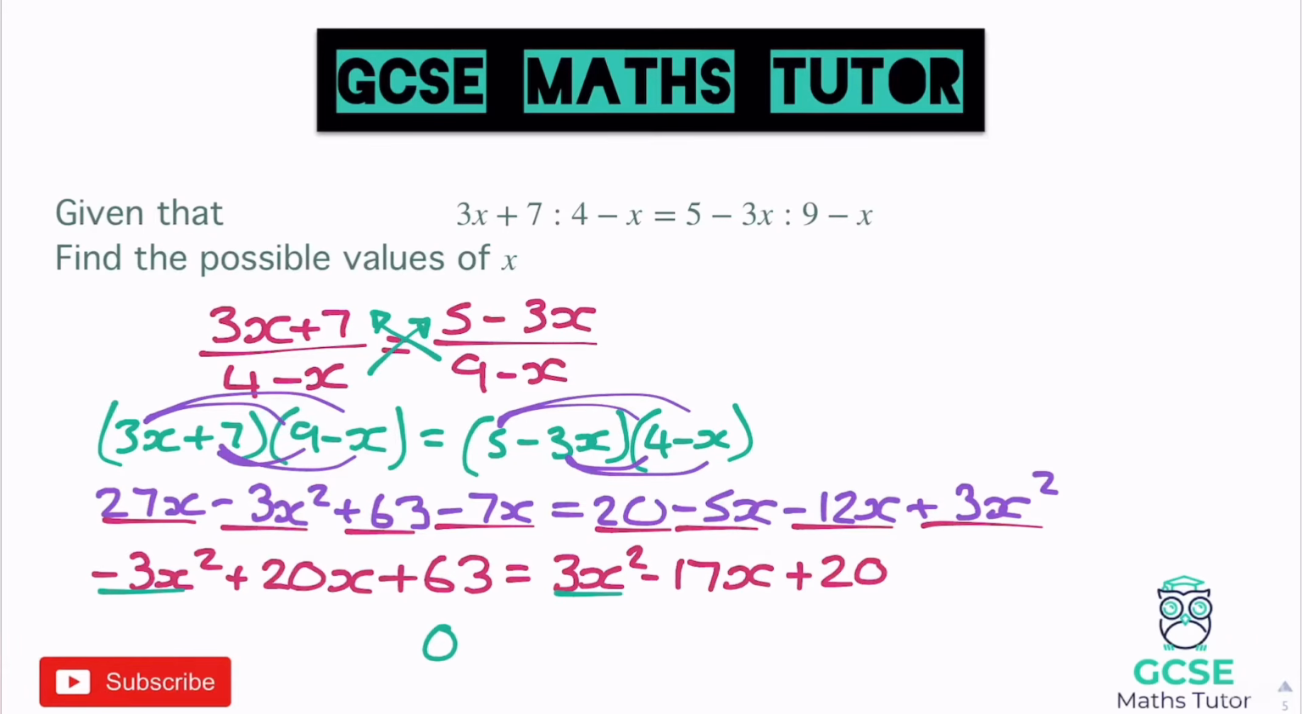So we're going to have 0 is equal to, and we'll get 6x squared there when we add it over. I'm going to do the x's next, so that's minus the 20x from that minus 17x, that gives us minus 37x. And there we go. And let's minus 63 from both sides, and that will give me minus 43. There we go, so this isn't going to be very nice.